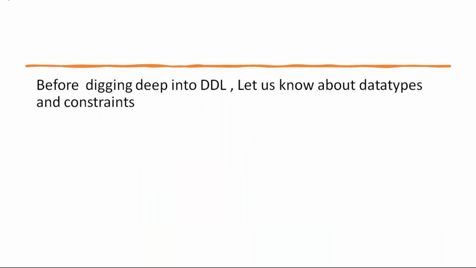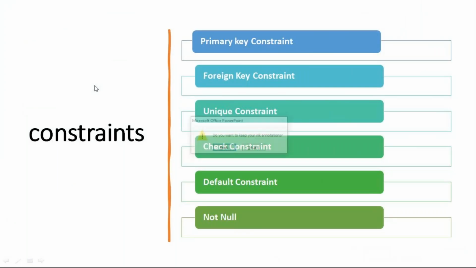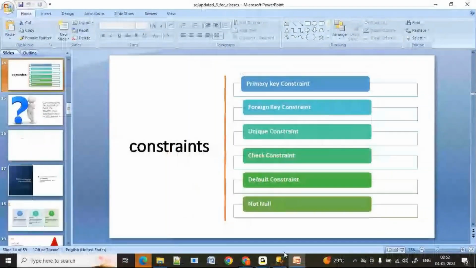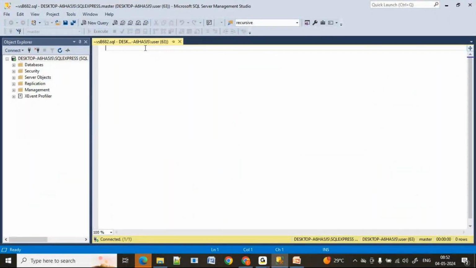Before entering into DDL, like creating a database, we should know about data types and constraints. See, you cannot create a table just like that. I will show you that. So let me create a database first. Let it be any database now, because I can't select one database, right? So I am just creating one database.